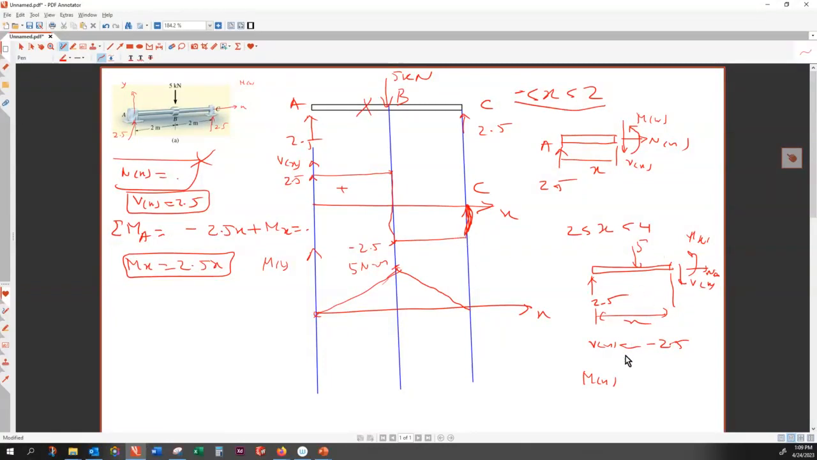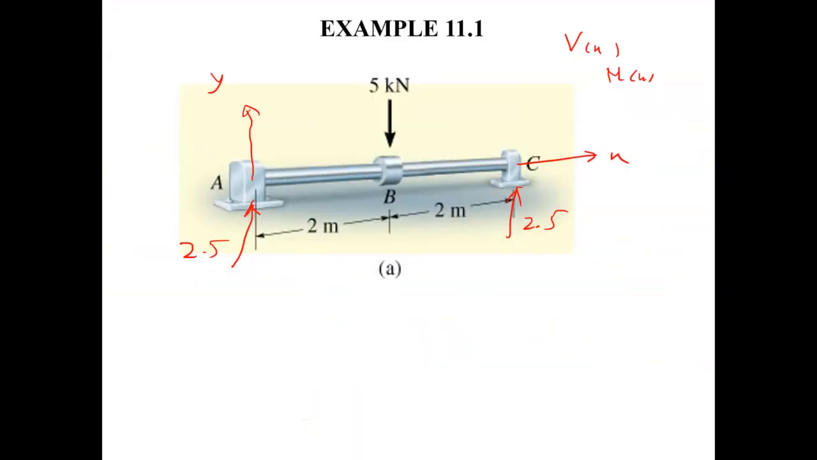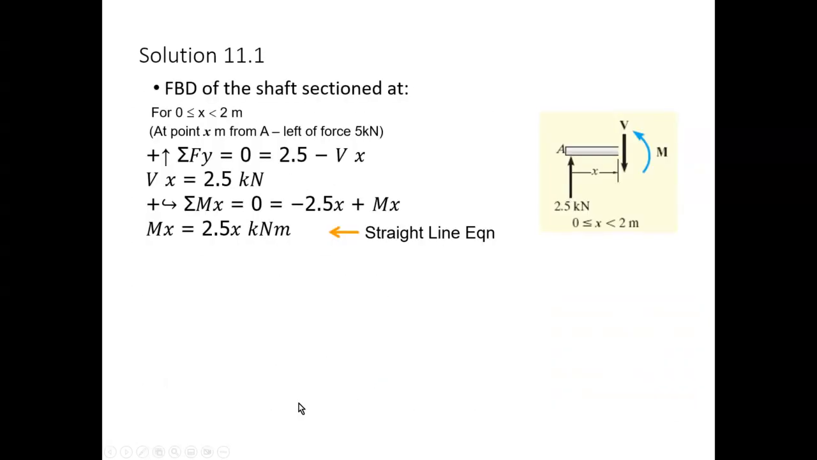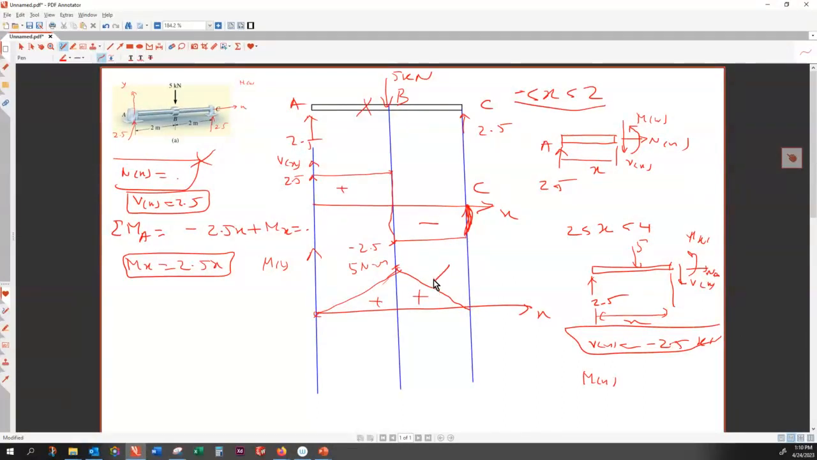No, in the right-hand side it is not 2.5. That is minus 2.5. Minus 2.5 kilonewton. Yep, that's minus 2.5, not positive 2.5. So left-hand side is positive, right-hand side is negative. So here, both sides are positive. And if you want to see the derivation of the bending moment, that is not the optimum way we solve this problem. The optimum way, in the right-hand side, the m of x is 10 minus 2.5x. So this equation is for the second zone. And n of x is equal to 0.